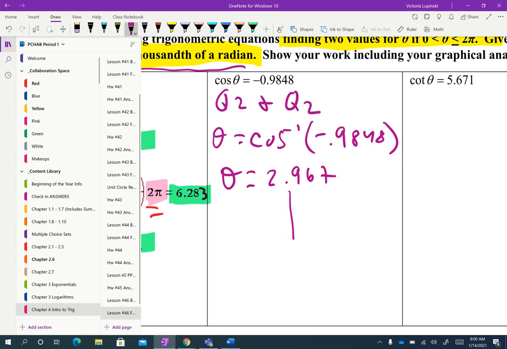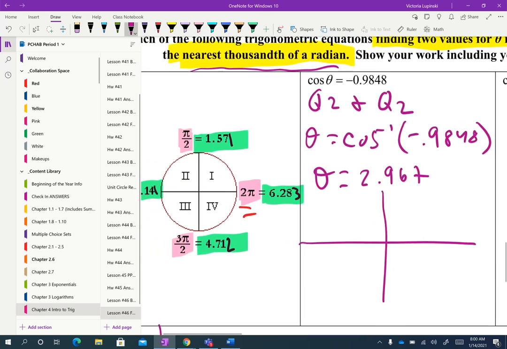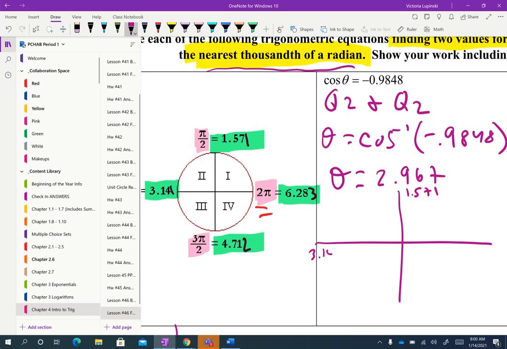If you want to go ahead and sketch that, if you want to know where 2.967 radians is, you're going to want to, again, use these decimal approximations. So because of the fact that this is 1.571, and this is 3.141, and this is 4.712, you would know that 2.967 radians is in the second quadrant. And then again, you'd want to give it a reasonable estimation here.